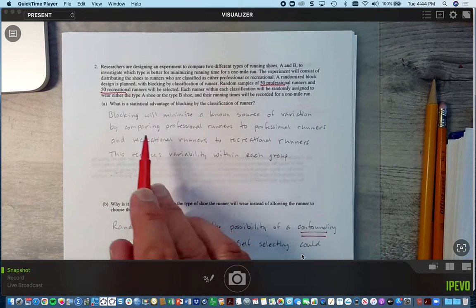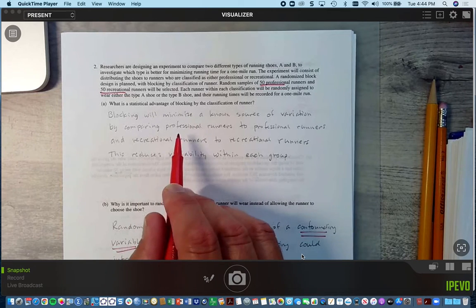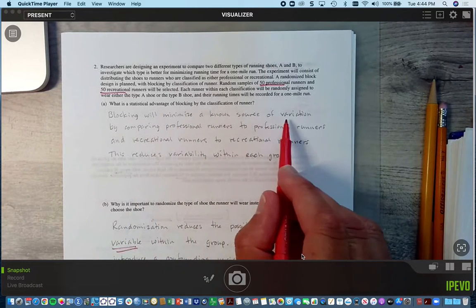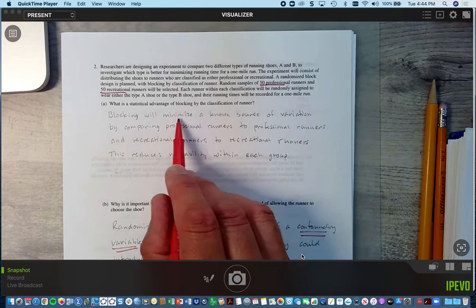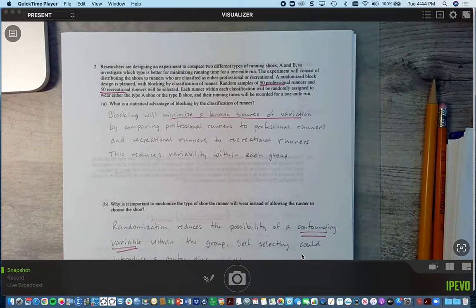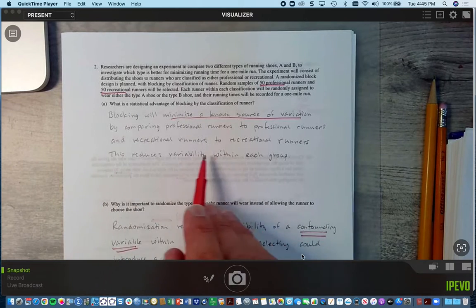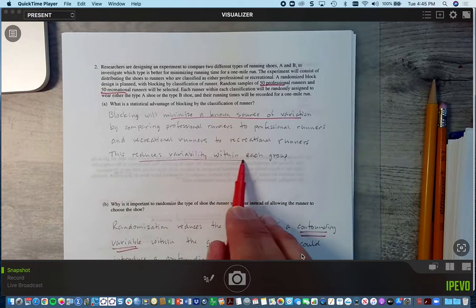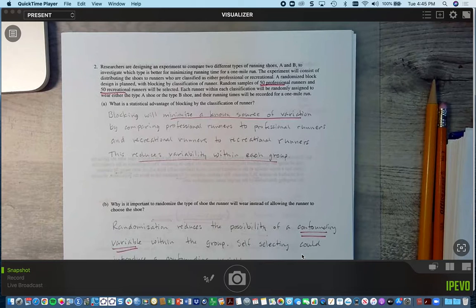And so blocking is going to do two things. It's going to minimize a known source of variation, and that is that professional runners tend to run faster, and there's less variability from a professional runner to a professional runner. And then also what's going to happen is this is going to reduce the variability within the two groups. Being able to compare like people to like people is something that reduces the variability, and we end up with a different kind of a test there.